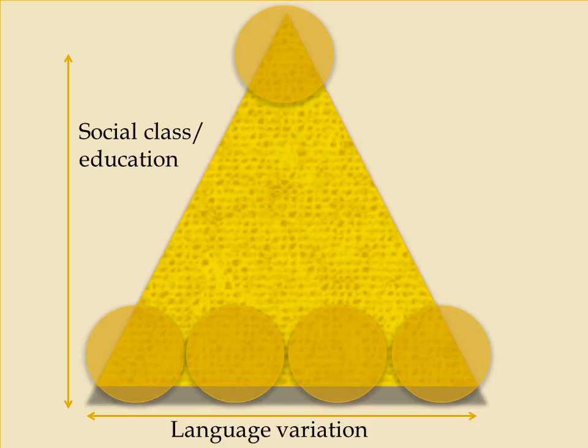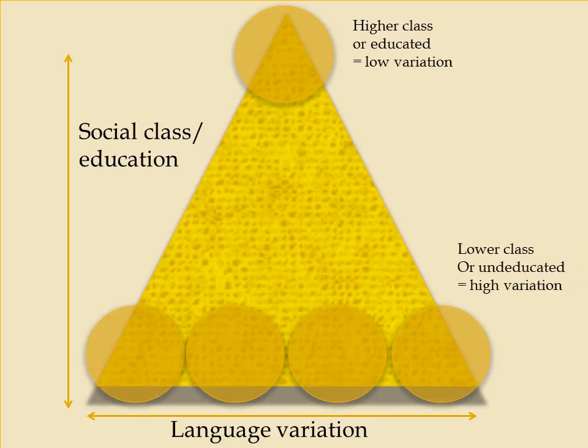Now it's very common, and you'll have university lecturers who teach their lessons in quite strong dialect forms of the language. So it's changing to a certain extent now, but that's a basic pattern that you'll still find. The higher the social class, the lower the language variation, and the lower the social class or the lower the level of education, the higher the variation in language. That's the tendency.